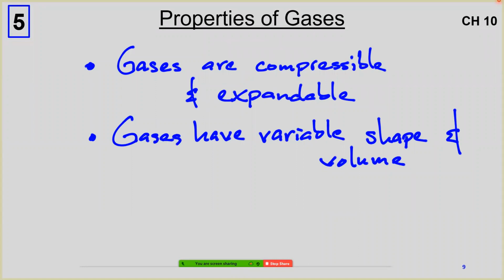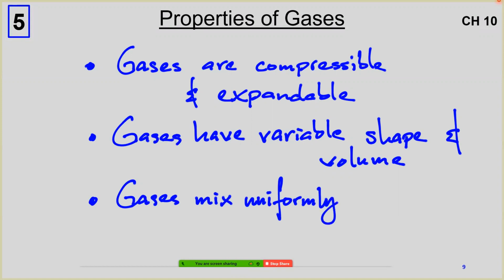The third property is that gases mix uniformly. All right, so those are the 4 properties of gases. Gases are compressible, they are expandable, they have variable shape and volume, and they mix uniformly.